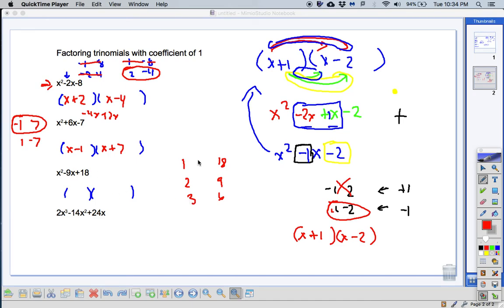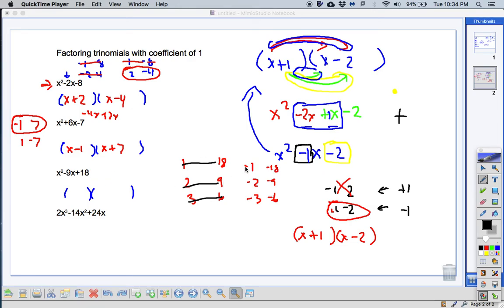I need it to be positive, so they could either be both positive, because 1 times 18 is 18, or they could both be negative. And you've got to check all these cases. Now I'm looking at adding, and the middle number is negative 9, because you keep the sign. So this is negative 9. If I add two positive numbers up, it will never be negative. So I can immediately cross out these 3 sets, because they have to be negative. I'm looking for a negative 9.